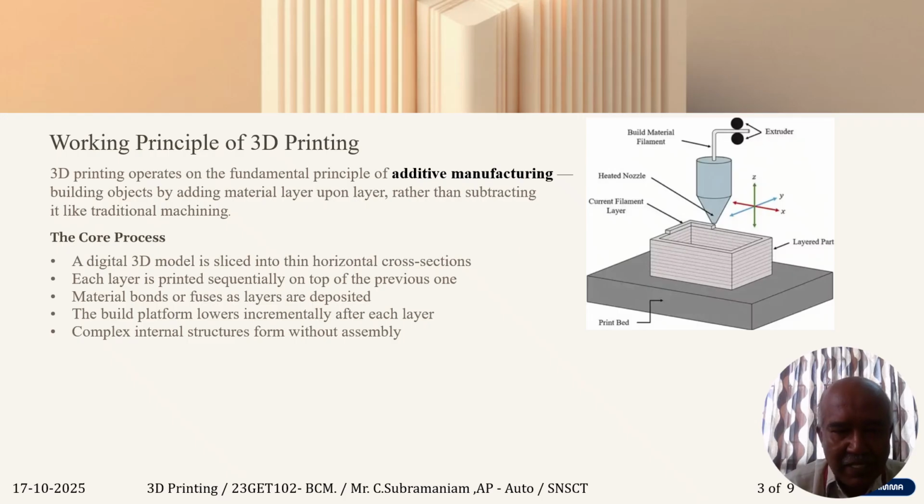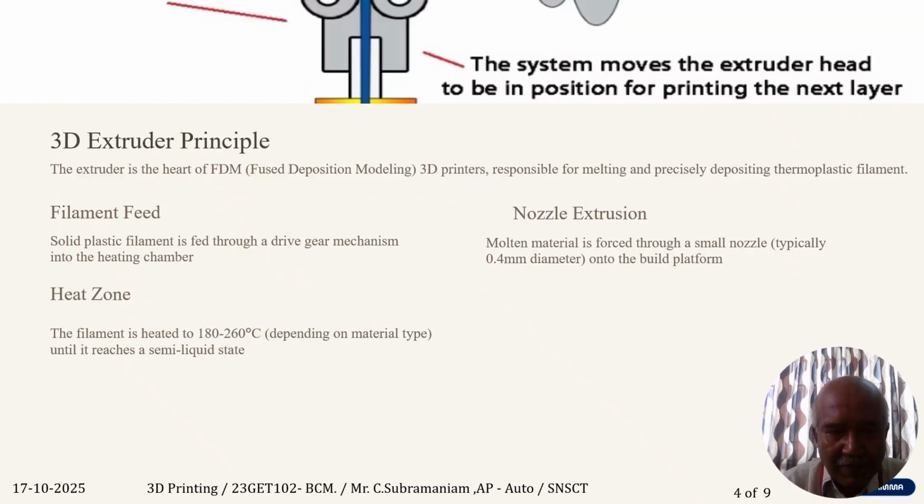So the thought process is the digital printing of the material from a 3D model, sliced into thin horizontal cross-section layers. Each layer will be sequentially printed on top of the previous one, and the material will be bonded, fused or deposited on the layers. The build platform lowers incrementally after each layer, and complex structures can be formed without any further assembly. Now we can see about the filament feed, how the filament feed works in the 3D extruder principle.